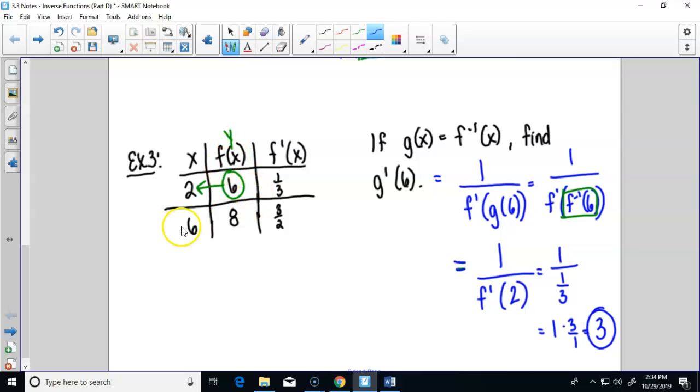It's the same idea that we were doing the other night, except for the other night we had to plug in, like if we had to find f inverse of 6, we'd have to plug in 6 for our y and solve it. But in this case, we've got the table, so it's telling us here's your y, the x that goes with it is 2, so you don't have to solve anything from an equation.